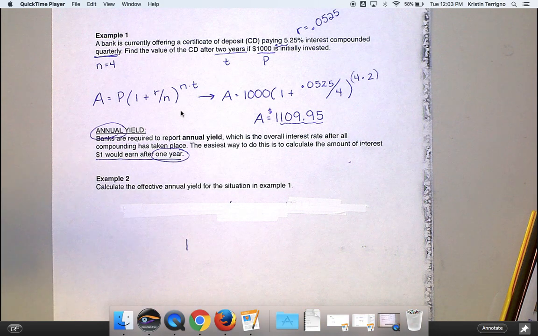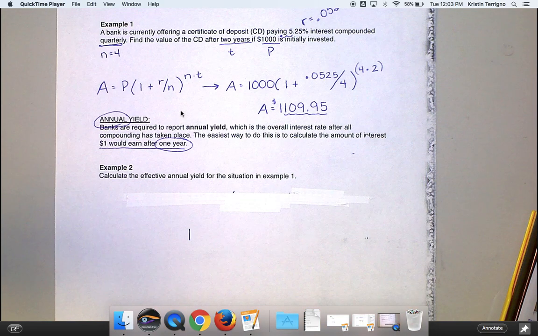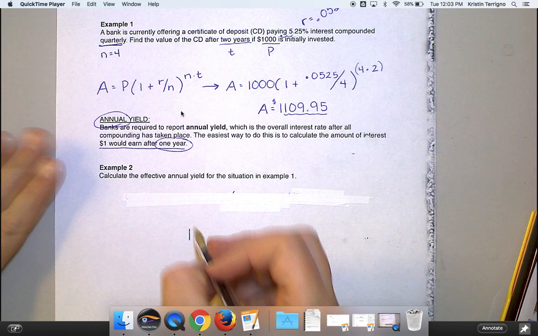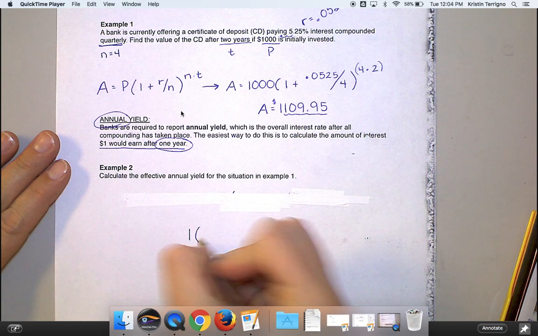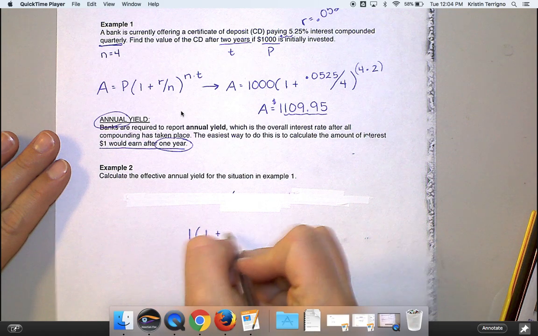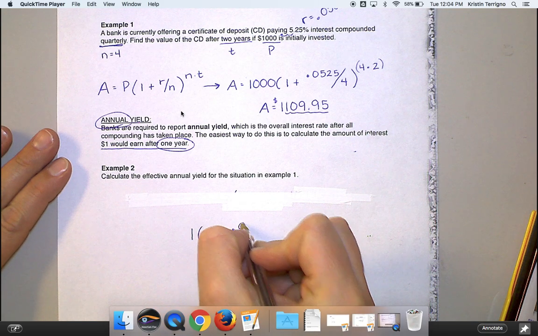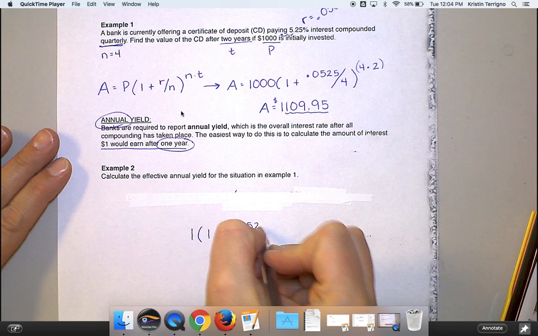I technically could still do this with the 1,000. I would just have to compare it to the 1,000 later. Easiest just to look at the 1. I'm going to leave this the same. I still want to do 5.25% compounded quarterly.